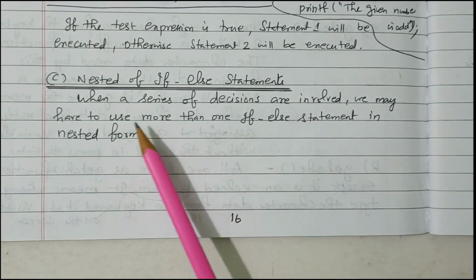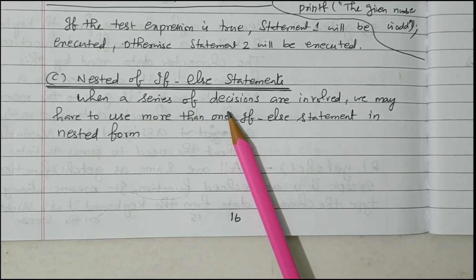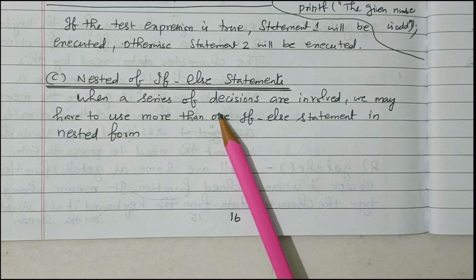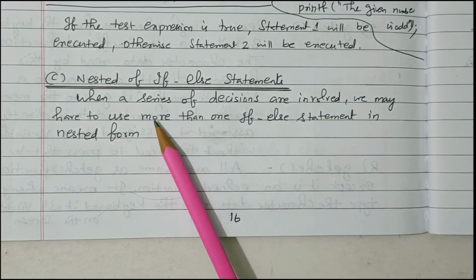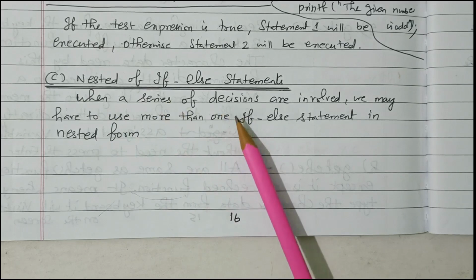Now we'll go to the topic. Nested if else statement. This is one of the if statement control statements. There are 4 or 5 types of control statement available: if statement, if else statement, then nested if else, and else if ladder. In this video, we will see the nested if else statement.